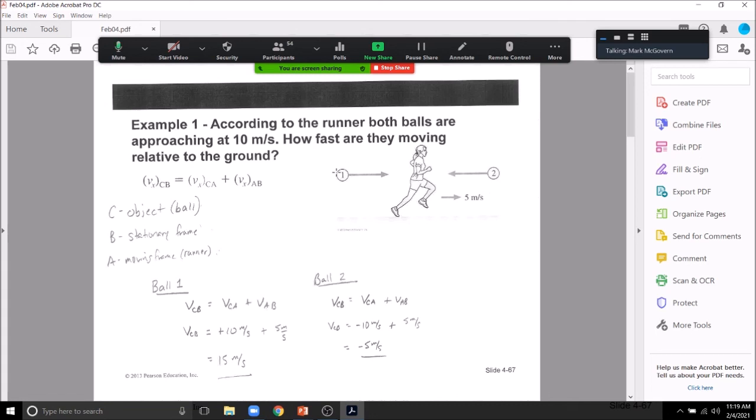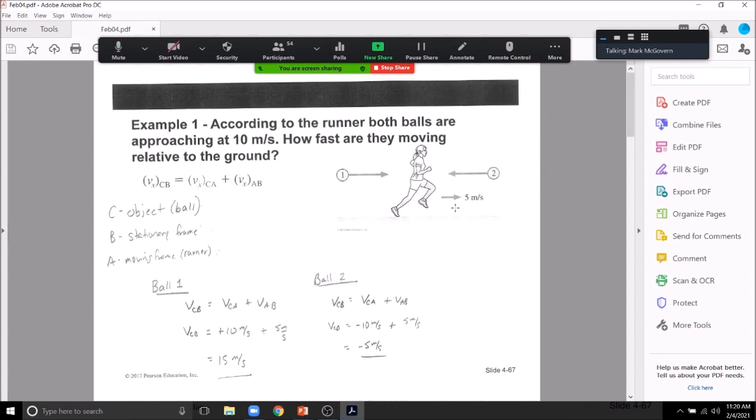In fact, there are 2 objects in this, and we're going to do 2 problems. So for the first, we're just going to choose ball 1 as our object. Now, B is our stationary frame. So that's like you watching this thing happen. This runner's getting hit. They're getting balls thrown in for some reason. And then A is the moving frame. That would be the runner. So a person standing by watching this take place has a statement about what's going on with these balls, and the runner has a statement. Now, in the problem, it says, according to the runner, both balls are approaching at 10 meters per second.